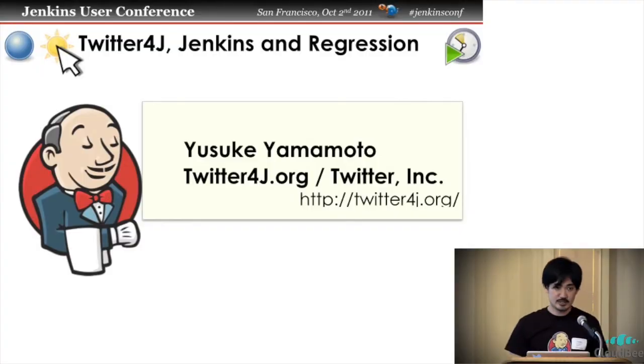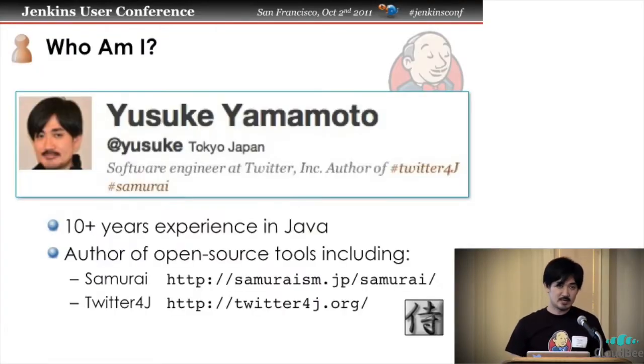I'm talking about Jenkins, Twitter4J, and regression. Who am I? My name is Yusuke Yamamoto. I've been in the Java industry for 10 years, and I have two representative works. One is called Samurai. It's a Java thread dump analysis tool.